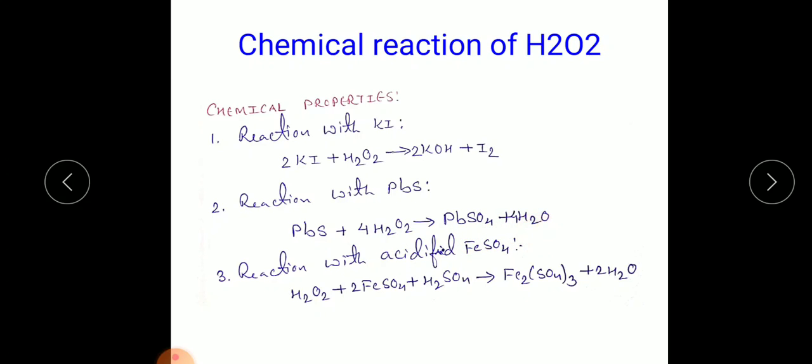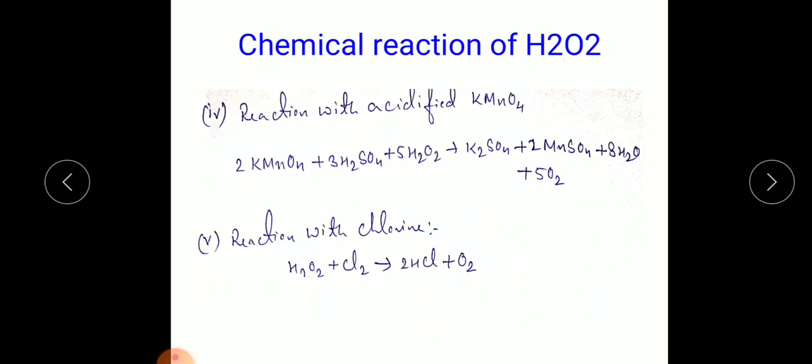And when treated with acidified ferrous sulfate solution, hydrogen peroxide reacts with ferrous sulfate solution in the acidic medium, with sulfuric acid, it forms ferric sulfate and water. Okay, you need to remember the equations.